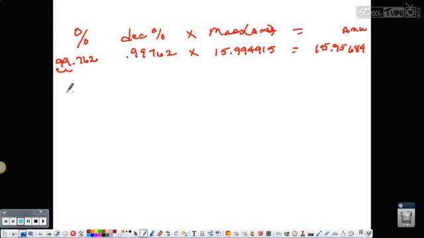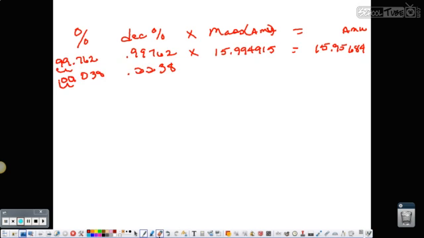Okay. Then I go back and look at the second percentage, and the second percentage is a little bitty percentage. So it's 0.038. Divide by 100. When you divide by 100, move the decimal 2 places to the left, and I get 0.0038. I left off a 0.